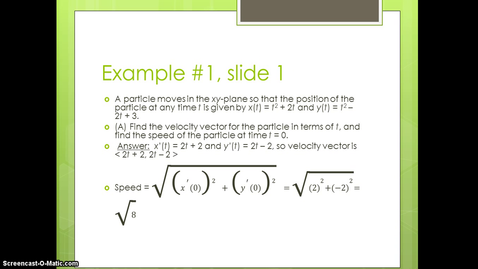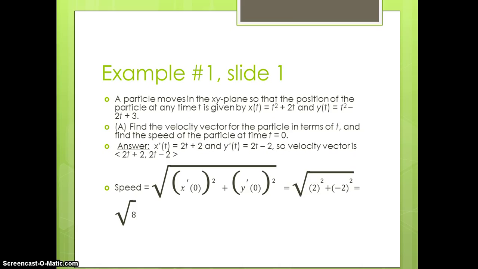So example 1, I will lead you through one example here. If we want to talk about the others in class, we certainly have time to do that. So first part, a particle moves in the xy plane so that the position of the particle at any time is given by x(t) equals t squared plus 2t, and y(t) equals t squared minus 2t plus 3. Part A, find the velocity vector for the particle in terms of t, and find the speed of the particle at time t equals 0.